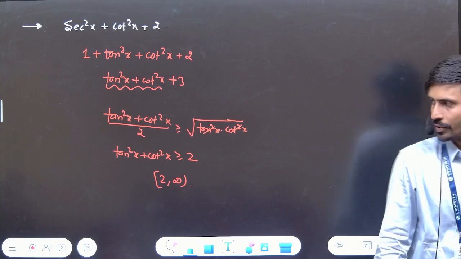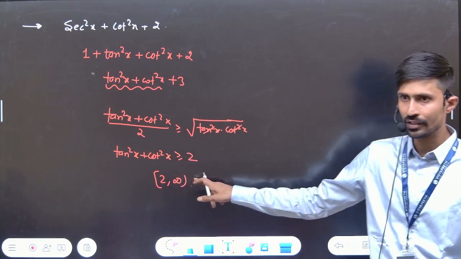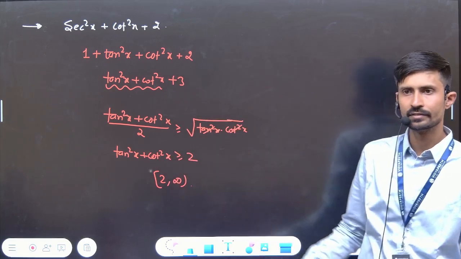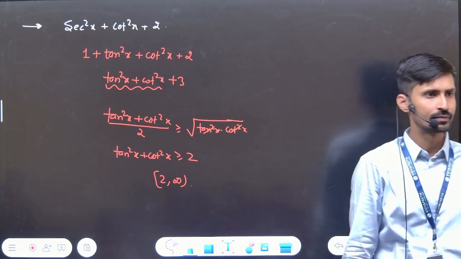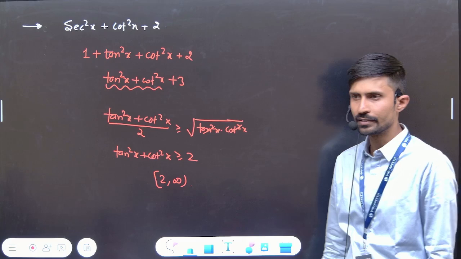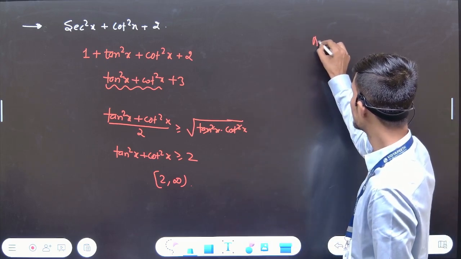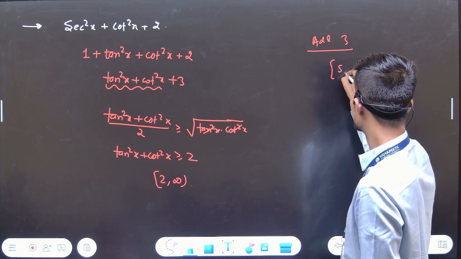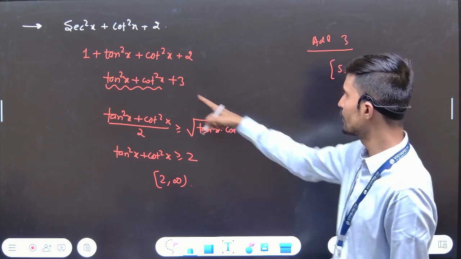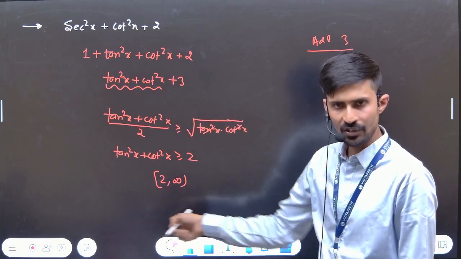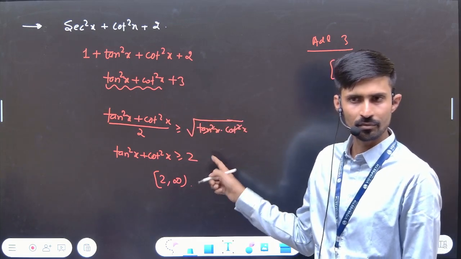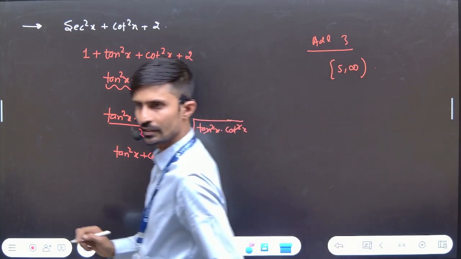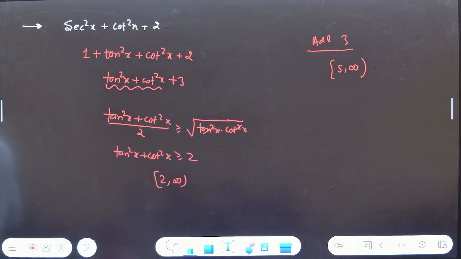So here this will become tan square x plus cot square x. Range is 2 to infinity. Now we'll add 3. So 2 plus 3, infinity plus 3. So add 3. What will we get? 5 to infinity. And if it is minus 3, subtract 3: minus 1 to infinity. Okay na? Write down.